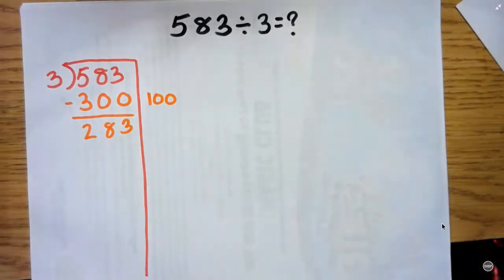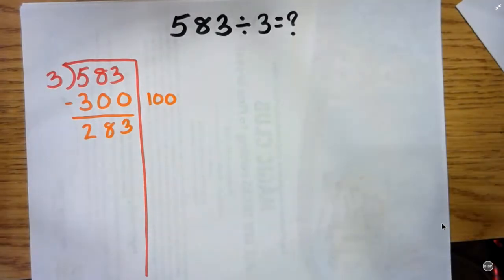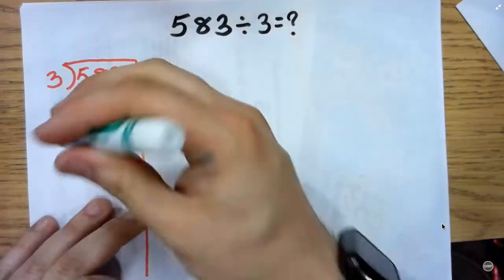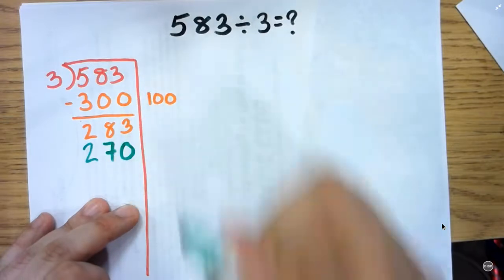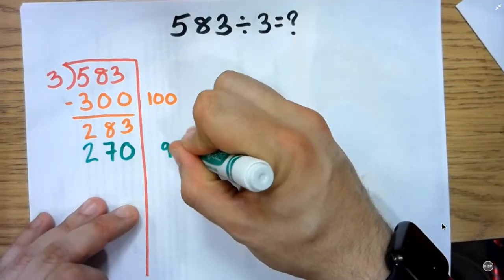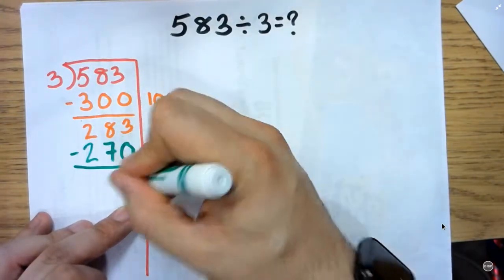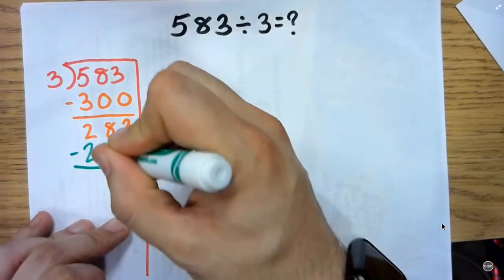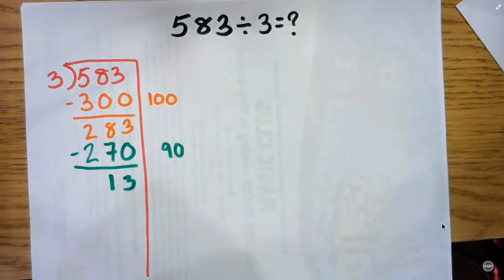And when I subtract what I've done so far, I have 3 minus 0 equals 3. 8 minus 0 equals 8. I have 283 left. So then I look at it and I say, okay, what else can I pull out? I can pull out another 300, but I know that 3 times 9 equals 27. So 3 times 9 is going to equal 270 I can pull out. 3 goes into 270 90 times. So I'm going to subtract that. 3 minus 0 equals 3. 8 minus 7 equals 1. So now I have 13 left.